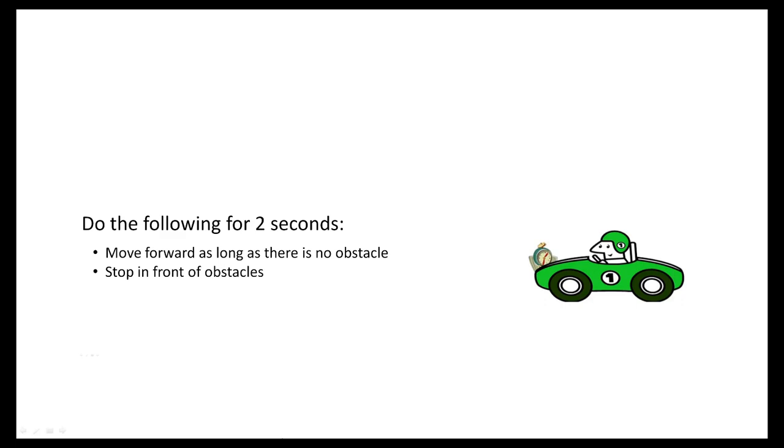So here it is. Assume that we want ODI to move forward as long as there is no obstacle in front of it, and we want ODI to do this for 2 seconds. Said otherwise, if no obstacle is detected, ODI will move for 2 seconds. If, within these 2 seconds an obstacle appears, ODI will stop and remain stopped until the 2 seconds have passed, or until the obstacle is removed.